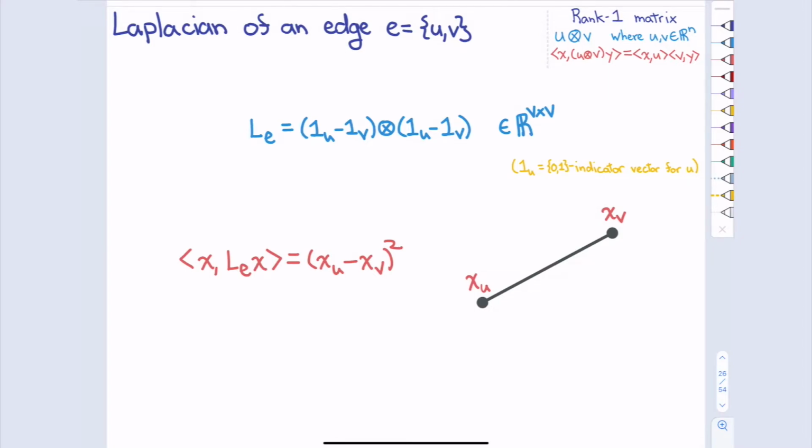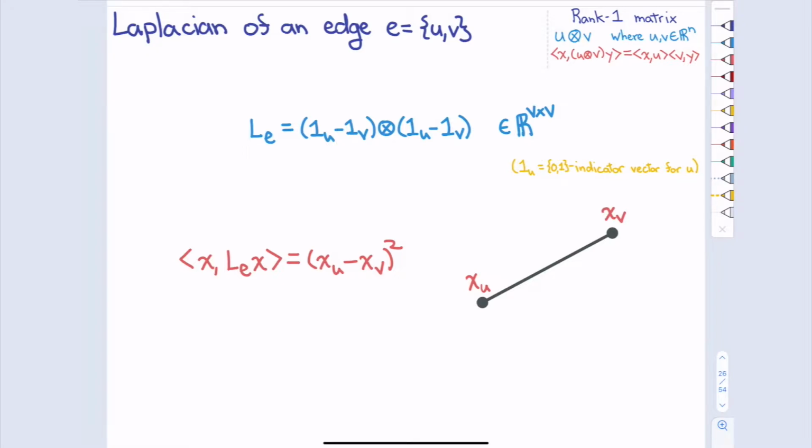Before defining the Laplacian of a graph, I can define the Laplacian of an edge as a simple rank one matrix. So L sub E will correspond to this Laplacian of a single edge. It's the outer product of the indicator variable for u minus the indicator variable for v. So you have some big vector indexed by all the vertices. u will have a 1, v will have a -1, everywhere else is 0.